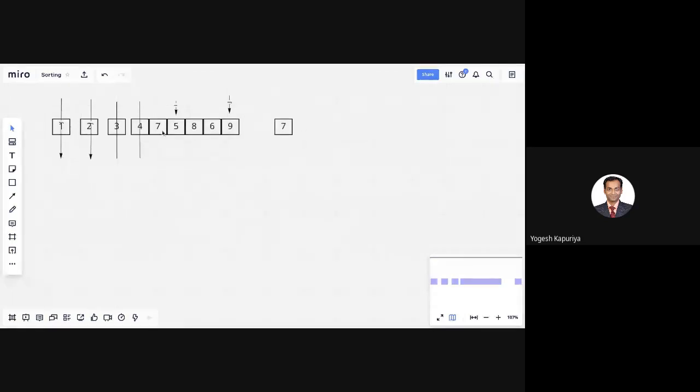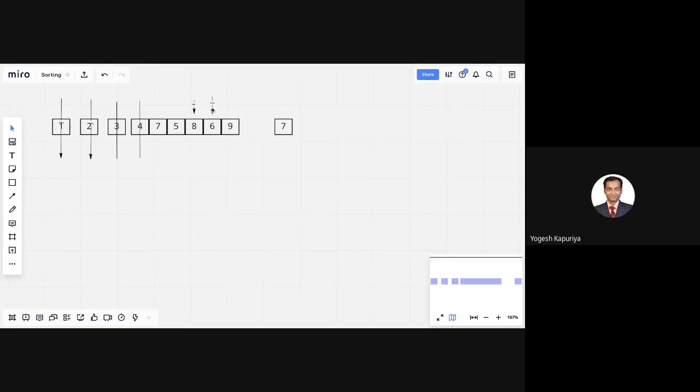Once again, I continues its operation. I's operation is to skip those numbers which are less than pivot. 5 is less than pivot, so it goes further. 8 is not less than pivot, so stops. J will start its operation. Its operation is to skip those numbers which are greater than pivot. 9 is greater than pivot, so it goes further. 6 is not greater than pivot, so J stops here.